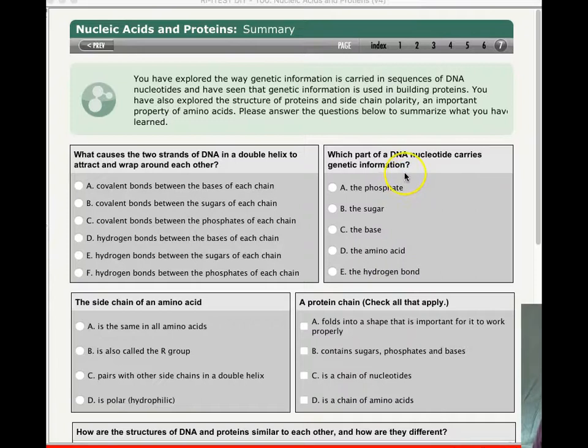Which part of a DNA nucleotide carries the genetic information? Well, it's the part in the middle. It's the different part. And it's the part that things are colored for. The 4 different bases are 4 different colors. This side chain here on our model stands for the sugar and the phosphates. They're what bond together on the sides and create the side of the ladder for DNA.